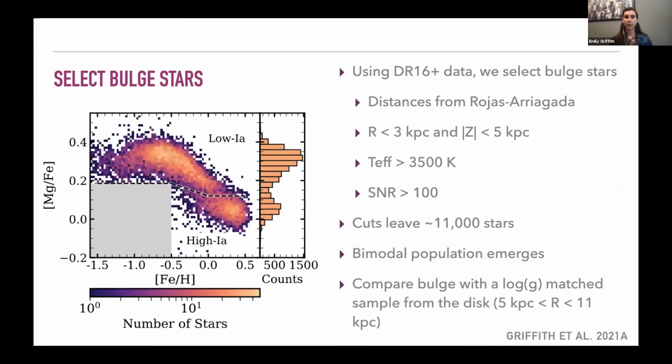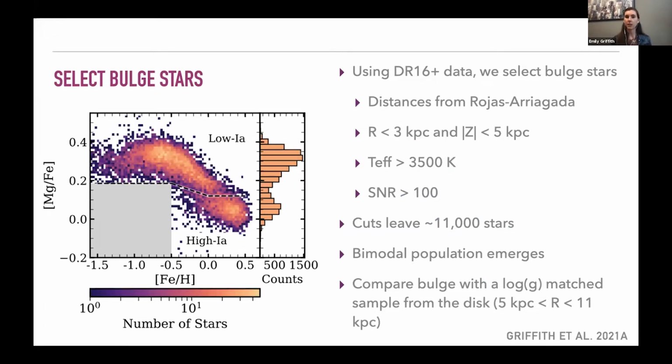So we select bulge stars using APOGEE DR16 data. We take everything with a radius less than 3 kiloparsecs and a height less than 5 kiloparsecs. We apply a variety of quality cuts, and we end up with a population of about 11,000 stars in the bulge. Their location on our magnesium to iron versus iron to hydrogen plot is shown on the left.